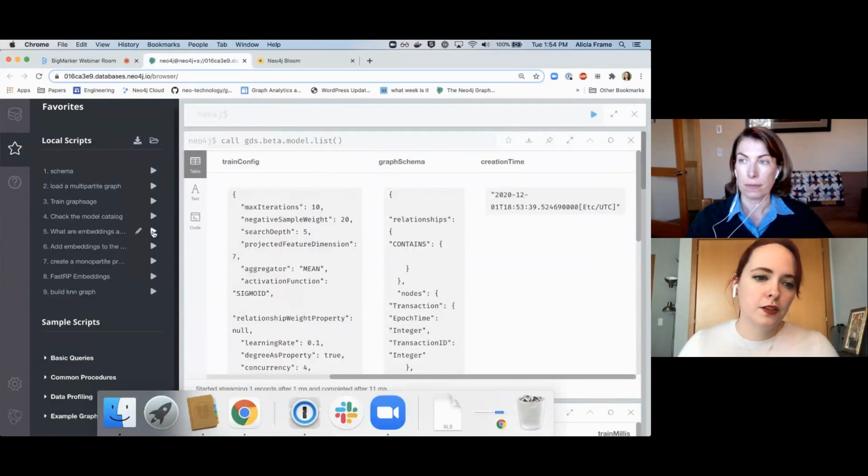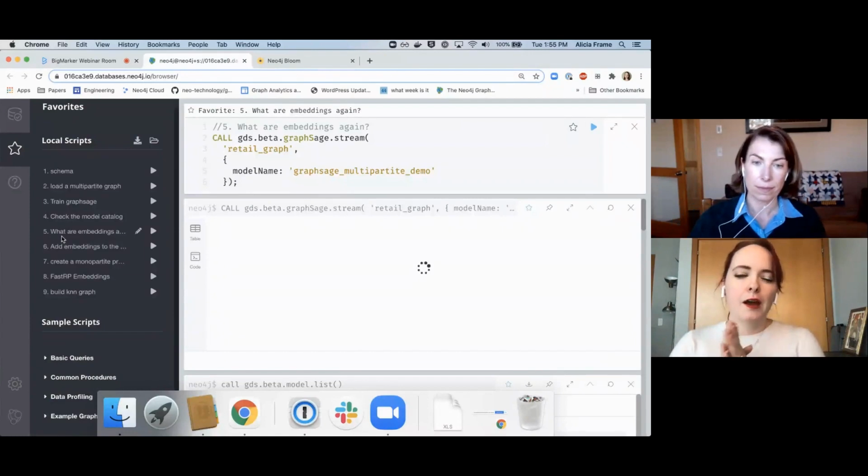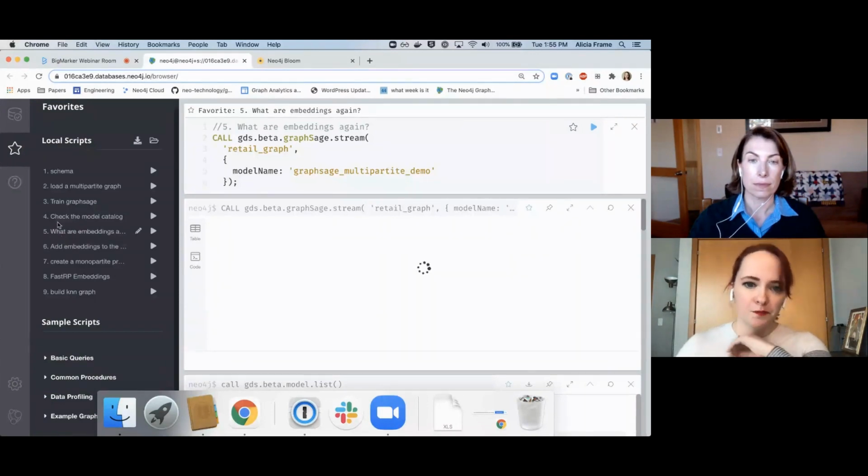And so the next thing we can do is actually pull back what an embedding is. And remember, I said it's machine readable, so it's not super exciting to look at, but I like to peek under the hood. And this is a little slow, not because it takes forever to calculate, but because it takes a while to render all these numbers in the Neo4j browser.